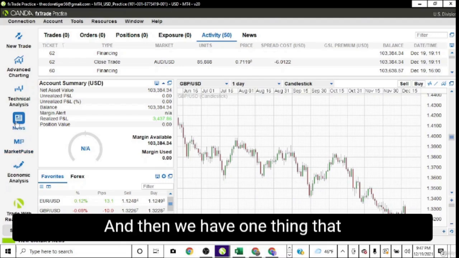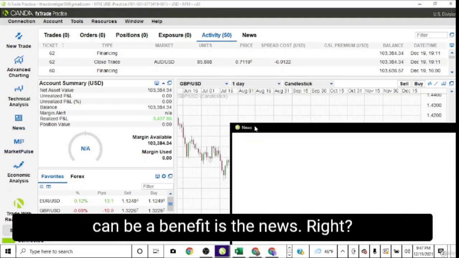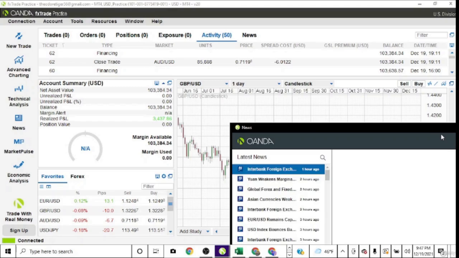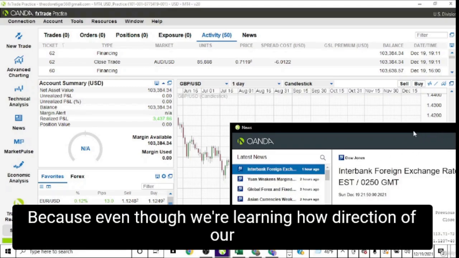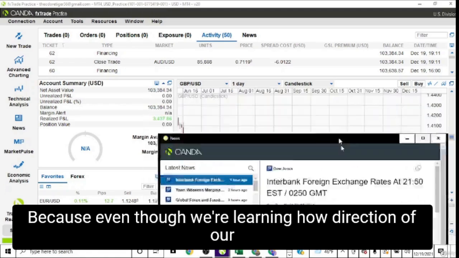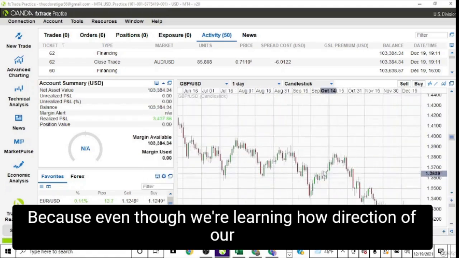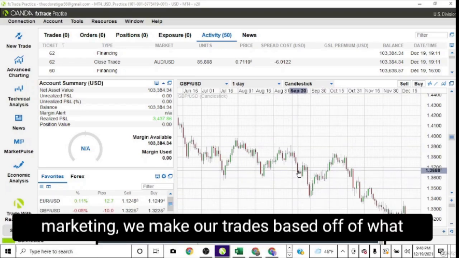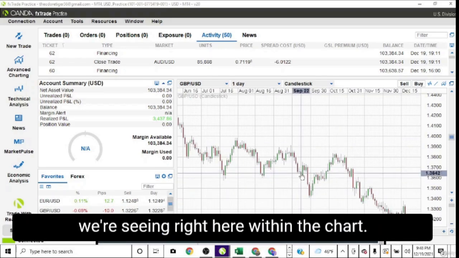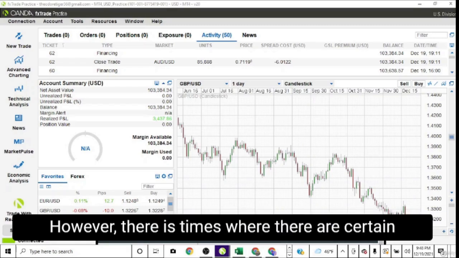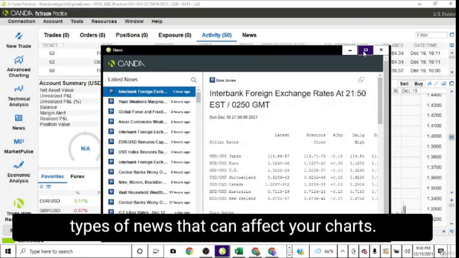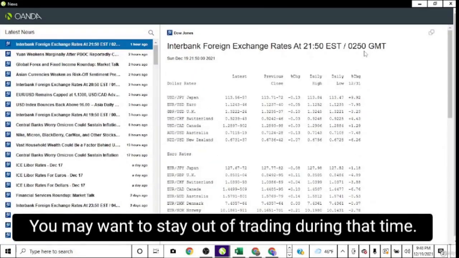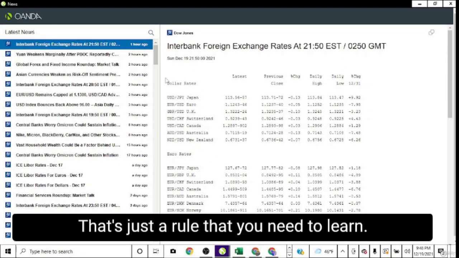And then we have one thing that can be a benefit, which is the news, right? And that's good to have. That's good to learn. Even though we're learning the direction of our market, and we make our trades based off of what we're seeing right here within the chart, there are times where certain types of news can affect your charts. You may want to stay out of trading during that time. That's just a rule that you need to learn.